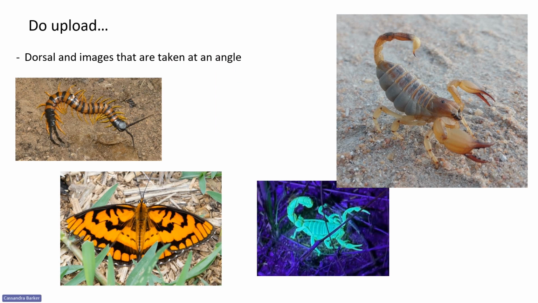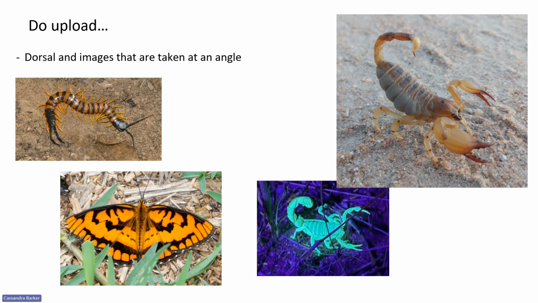And then when it comes to the angles, if you can only get a single image, the best option is to do a dorsal view with a slight angle. And this really provides the most that you'll see of a critter, and it'll provide the most information for identification.